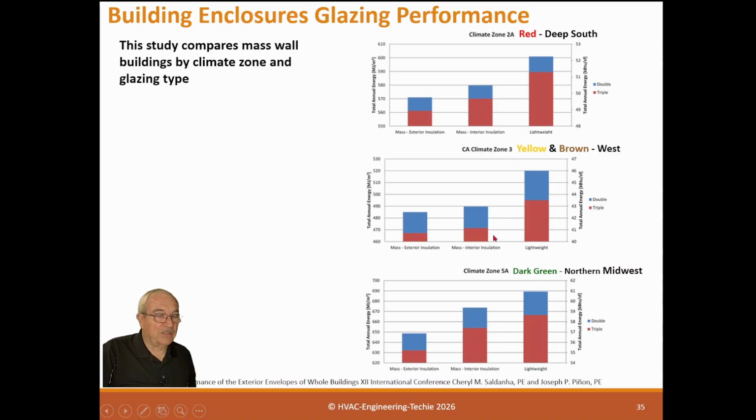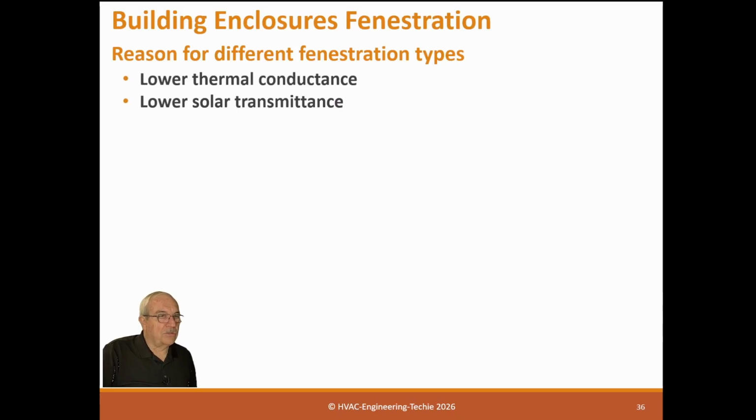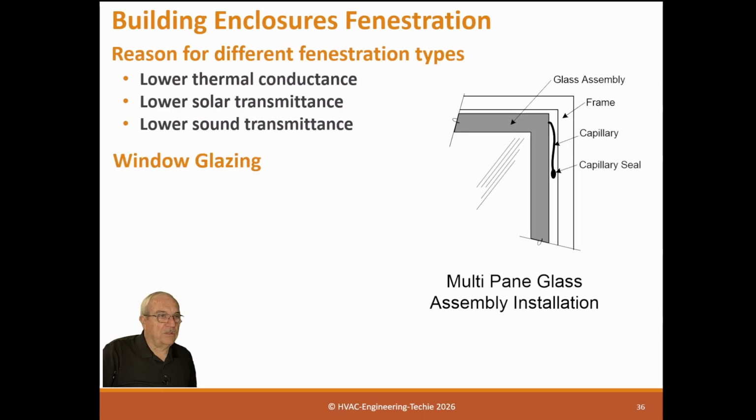So, I mean, it's good to pay attention to your windows. That's important for energy. And the wall is too, but the glass can be big because normally it's not so much glass, so you don't get as much benefit from the glass as you do from the wall. So reasons for different fenestration types: low thermal conductance, lower solar transmittance, lower sound transmittance.